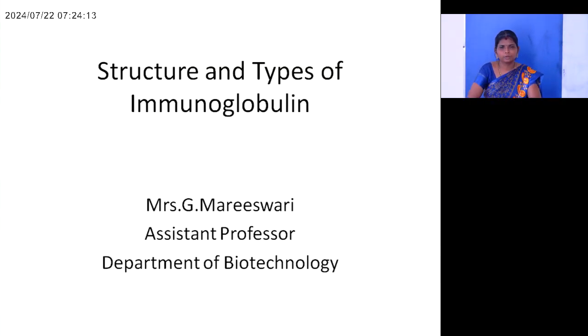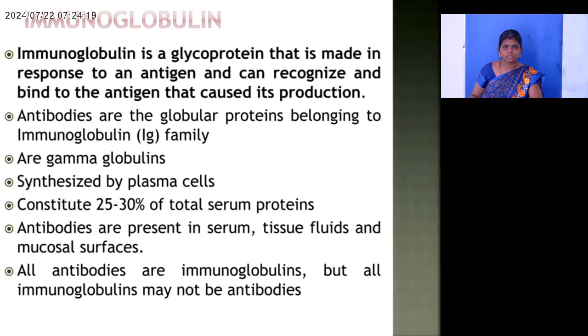So in this video, I explain the structural types of immunoglobulins. Immunoglobulins are glycoproteins. Globulin and albumin are types of protein. Why is it called an immunoglobulin? Because it is involved in the immune response, so it is called immunoglobulin.